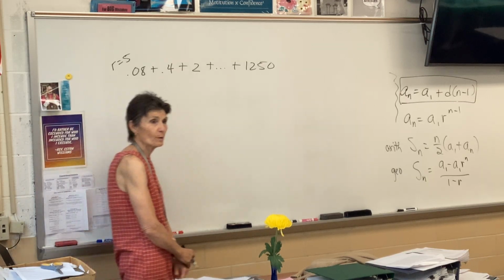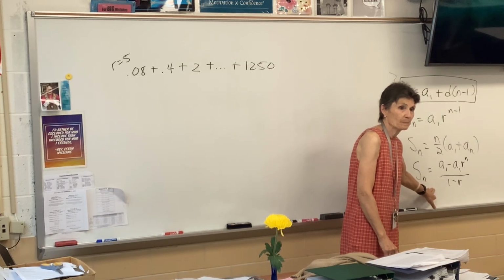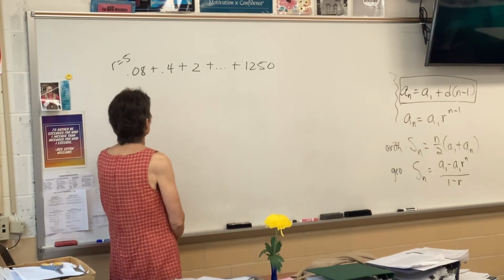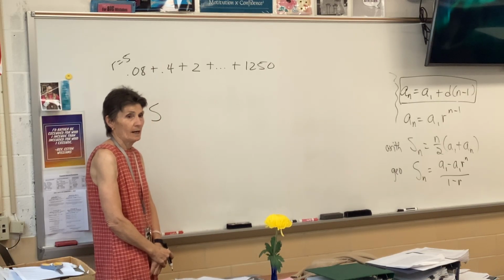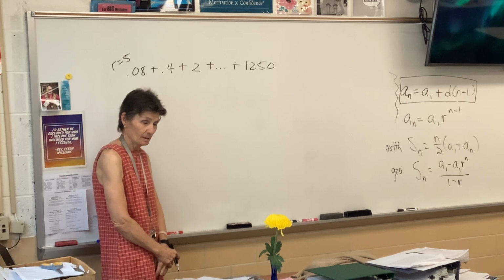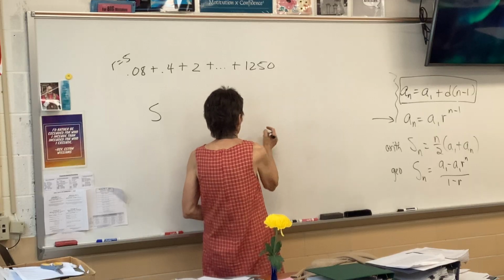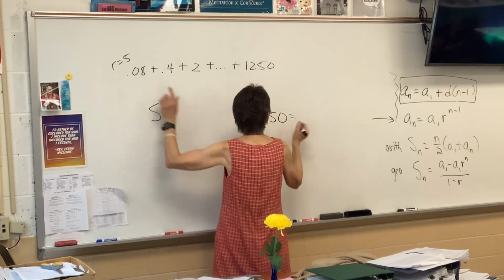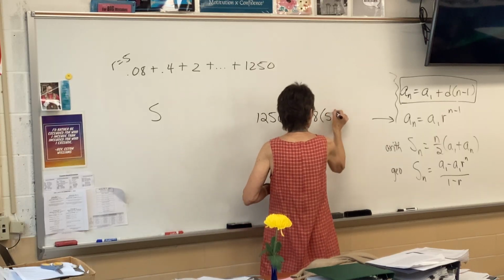Okay, which formula do I use? This one, right here? Oh, shoot. Do I have the same problem I had a minute ago? I do not know how many terms there are. I do know that the last one is 1250. The first one is 0.08. And the ratio is 5.